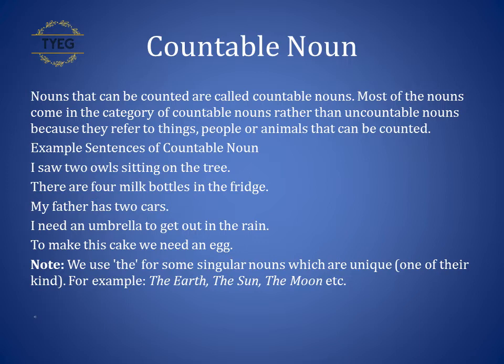Example sentences of countable noun. I saw two owls sitting on the tree. There are 4 milk bottles in the fridge. My father has 2 cars. I need an umbrella to go out in the rain. To make this cake, we need an egg. Note, we use the for some singular nouns which are unique, one of their kind. For example, the earth, the sun, the moon, etc.